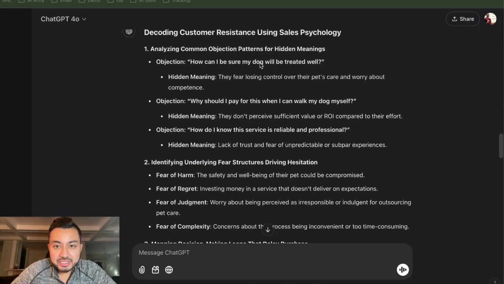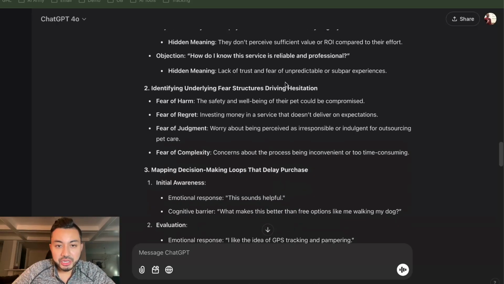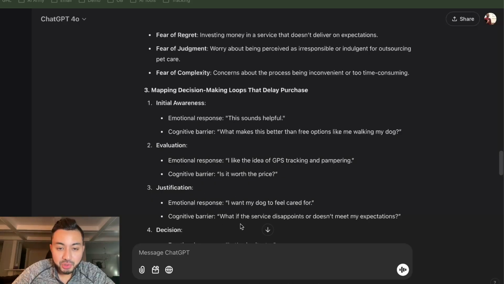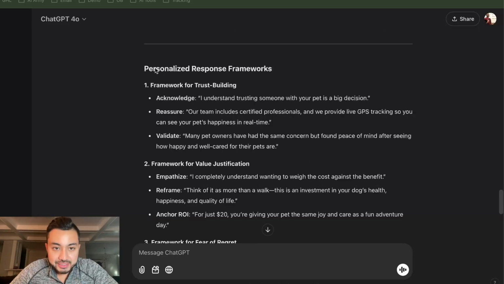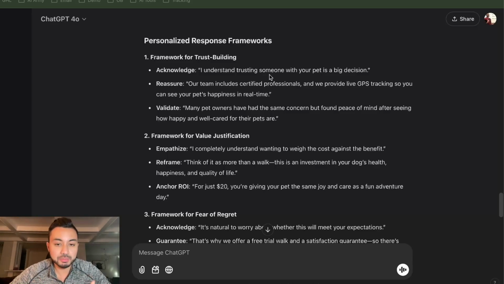So it's going to analyze common objections, like the common objection here, and then the hidden meaning behind it. It'll identify the underlying fears that they have, show you why they delay purchases with what they're saying, and then go beneath the surface with the objections that they're telling you. Then this is the good part right here, the personalized response framework. So whether you're on sales calls or utilizing this in your marketing, it's going to show you how to get over all of those objections and how to subcommunicate with them so that it just washes those away and you pre-handle all of those objections.